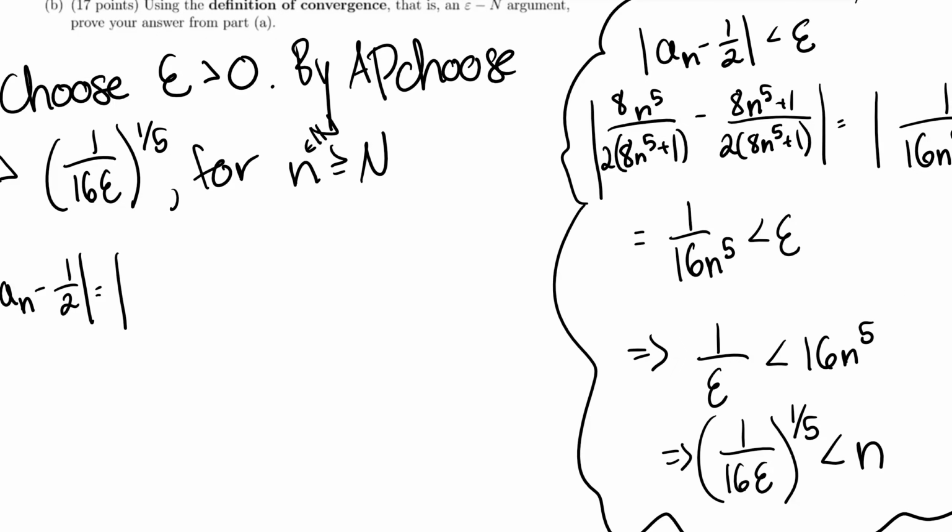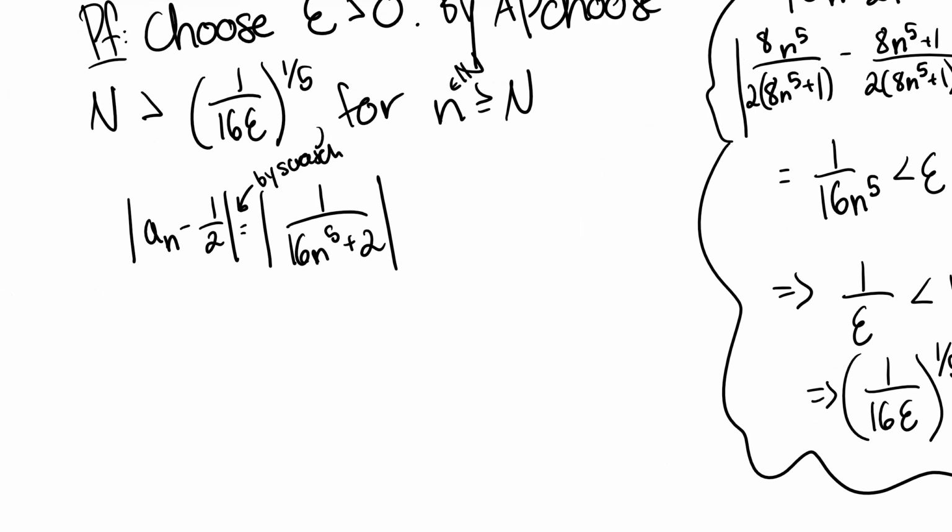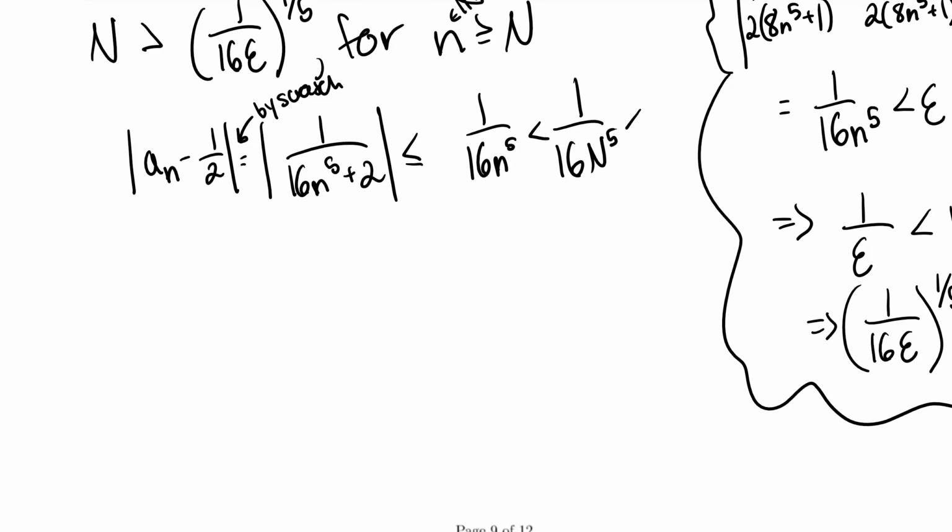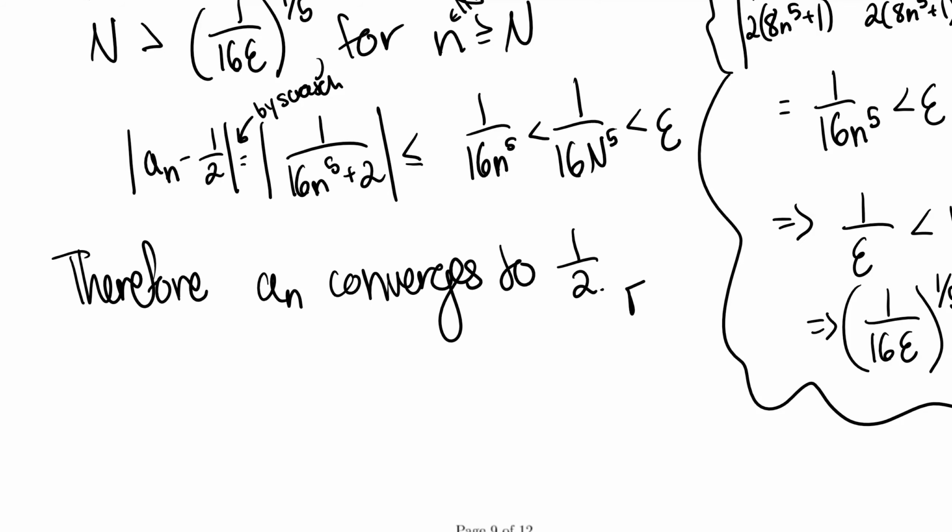So what do we get? We get 1 over 16n to the 5th plus 2. So this is less than or equal to 1 over 16n to the 5th. Which now we know we're working with something positive, which is less than 1 over 16 capital N to the 5th, because capital N is smaller, which we know is less than epsilon. Bada bing, bada boom. Therefore, yay. Okay, cool.